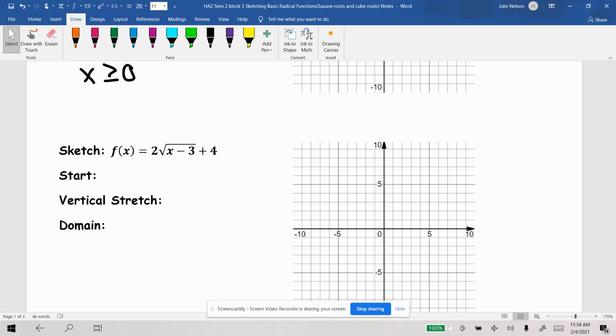I would like to graph f of x equals 2 times the square root of x minus 3, plus 4. So the first thing I want to notice is that this is a square root function. And I always want to start at the opposite of the inside. So the opposite of negative 3 is positive 3. And I keep the outside number, which is 4. Right 3, up 4.